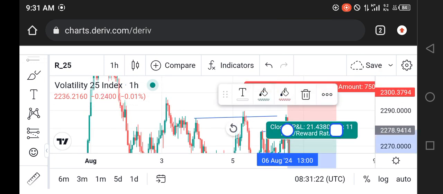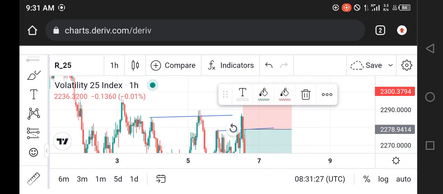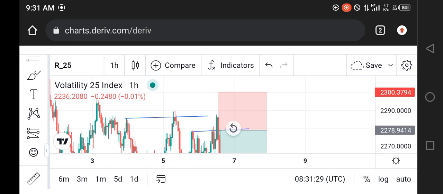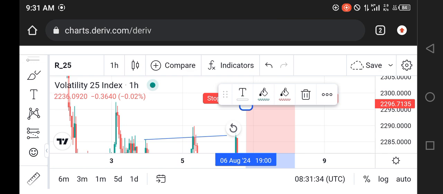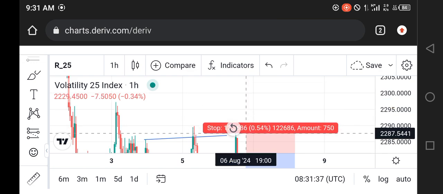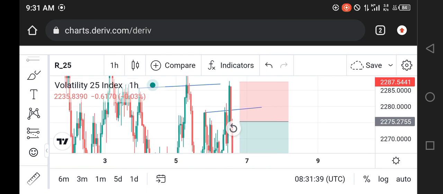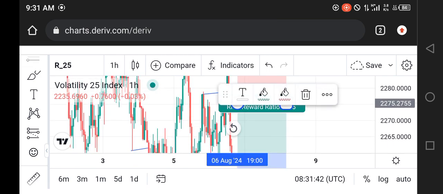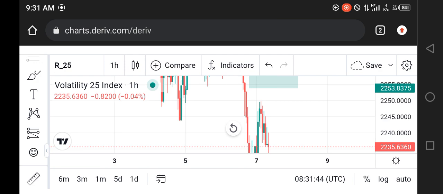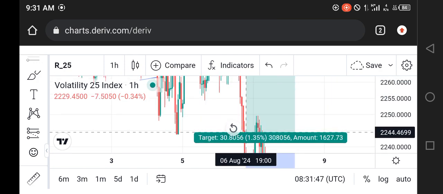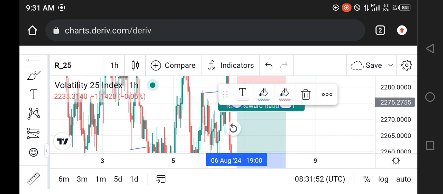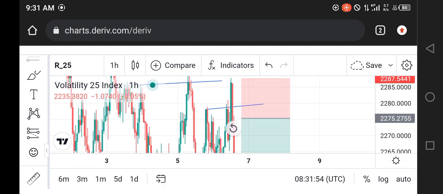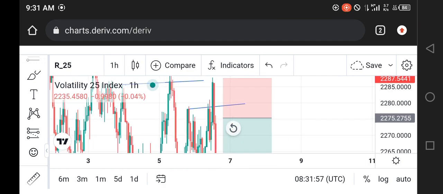Let's bring down the SL. So right here, this should be it. Let's put this down to this point, and you see that price actually smashed it, and this reward ratio is okay.